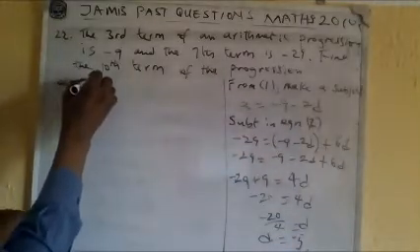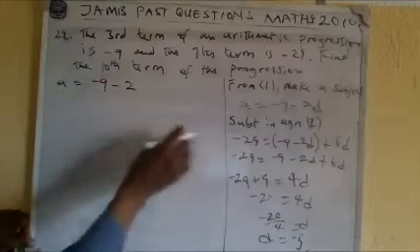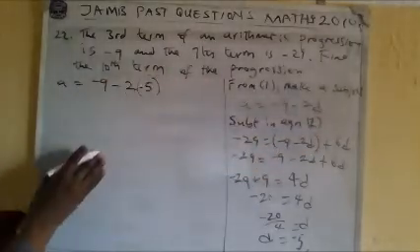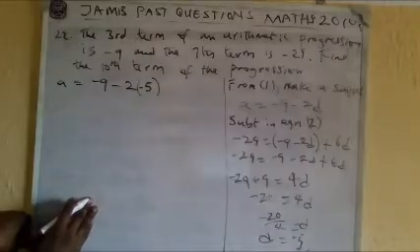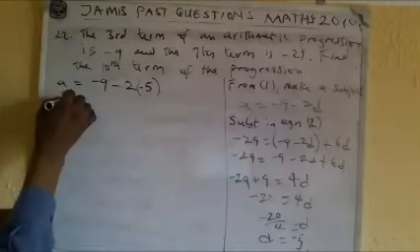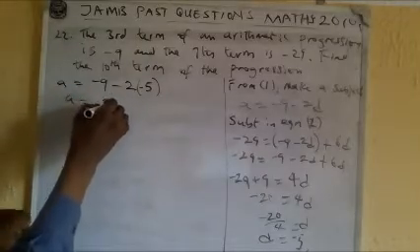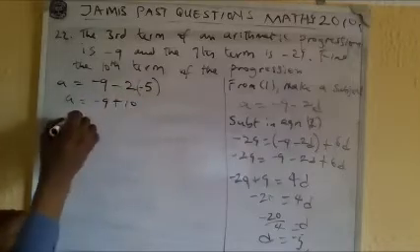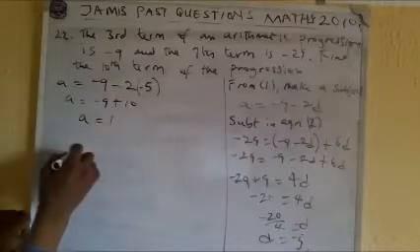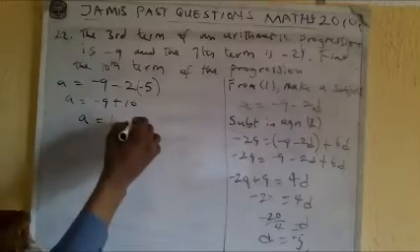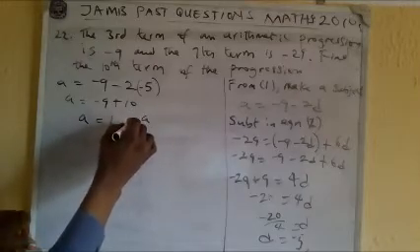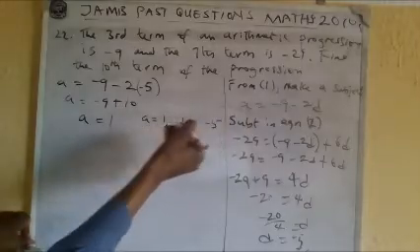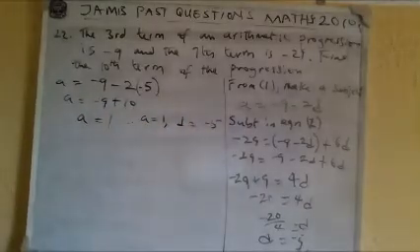A is equal to -9 minus 2. When we see d, I'll put minus 5. So a is equal to minus 9, then minus 2 times minus 5 is plus 10. So a is equal to 1. Therefore, a is equal to 1 and d is equal to minus 5. So these are the two things in this progression.